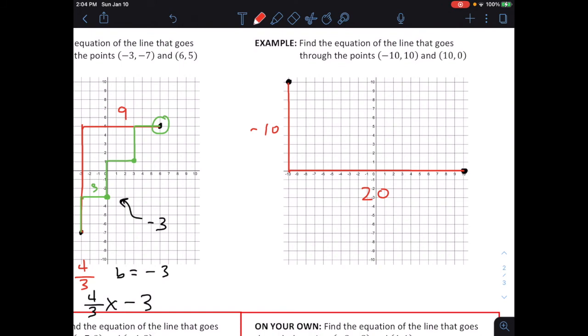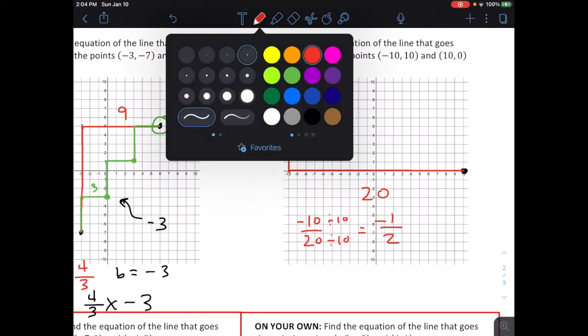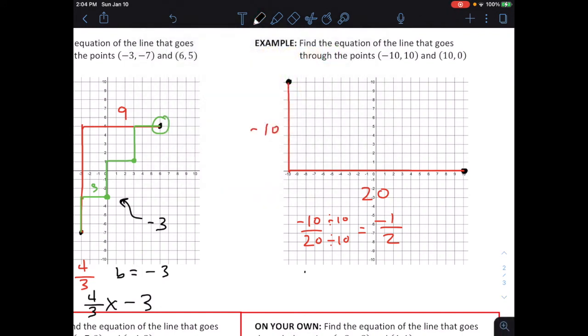Okay, so our slope is negative 10 over 20. But then negative 10 and 20 can both be divided by 10. So we end up with negative 1 over 2. All right, one thing I'm noticing that I forgot to do that I said we should always do is write down what we're looking for. Okay, so we found our slope. It's negative 1 over 2.